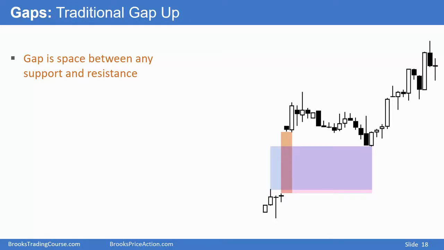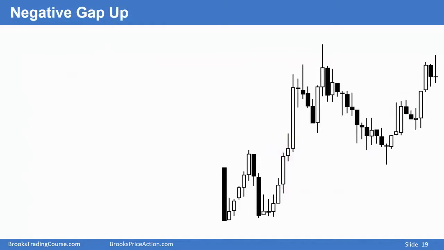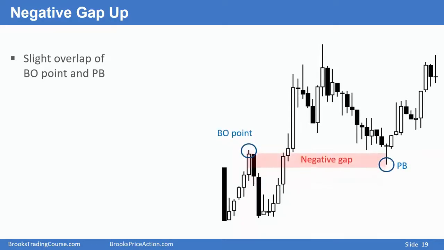Different ways to view the gaps, different computers see them differently. I sometimes talk about negative gaps, and a negative gap simply means that there's some overlap. Here we broke out above this breakout point, and then we pulled back, but the pullback is below the breakout point. I call that a negative gap, when there's not much overlap between the pullback and the breakout point, and then the trend resumes. That's important.